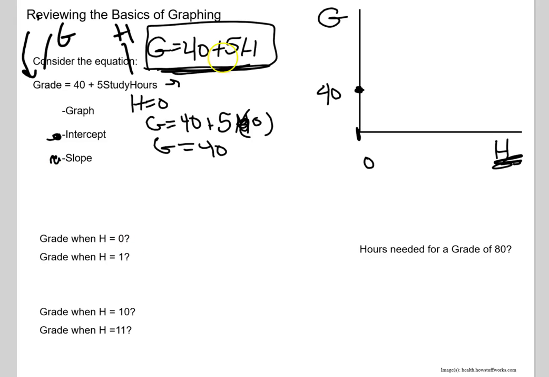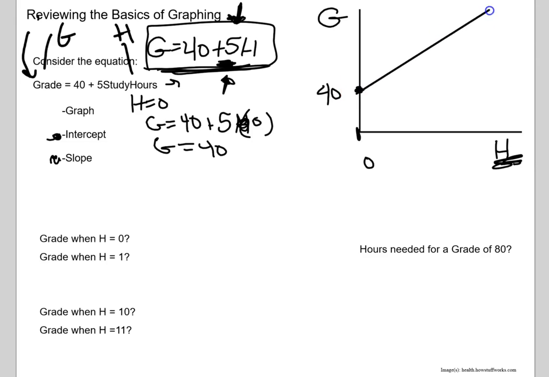Notice the slope here. To find the slope, all you have to do in a simple linear equation is just look at whatever that number is in front of your right-hand variable. Whatever the coefficient is on your independent variable on your right-hand side. In this case, again, it's plus 5. It's plus 5, so I know, because it's a positive number, that it's an upward sloping line.